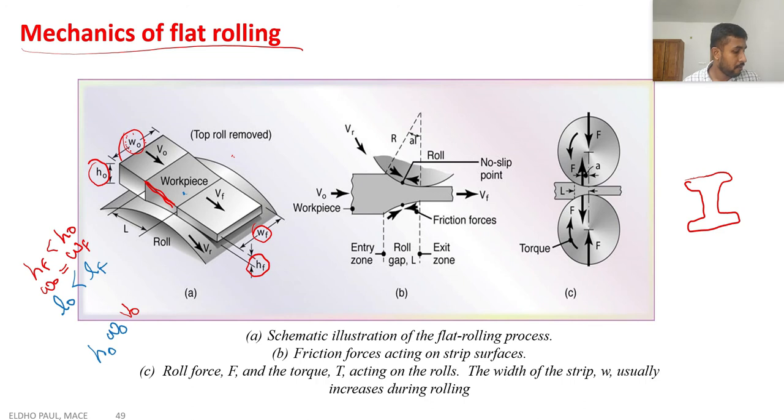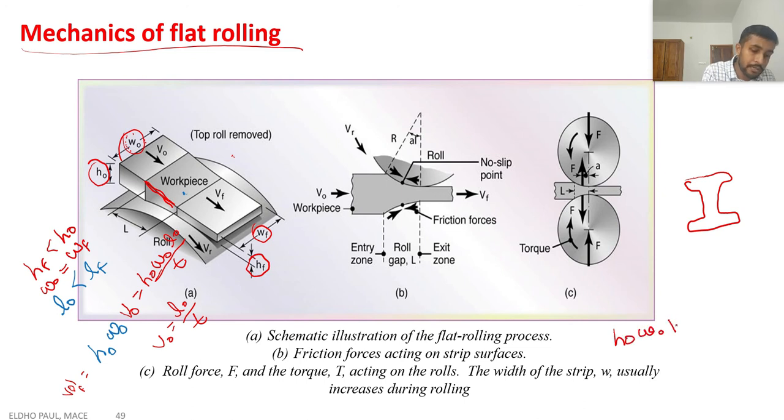What is the unit of velocity? Velocity is equal to distance by time. So V0 equals L0 by time. So the volume flow rate is equal to H0 into W0 into V0. We can write it like this: H0 into W0 into L0 by time, that is the volume per time. So instead of L0 by T, we give V0. That is the volume flow rate of the initial workpiece, equal to H0 into W0 into the velocity V0.